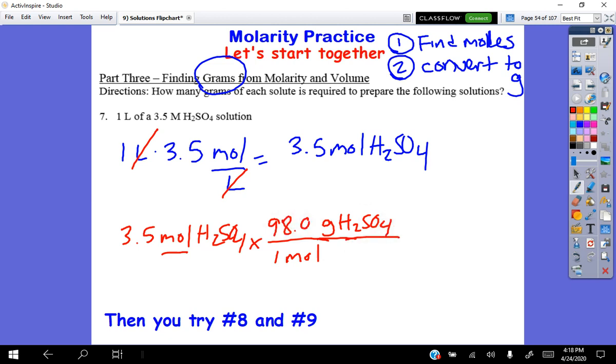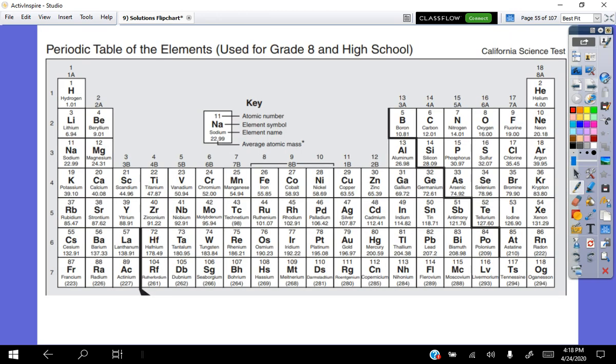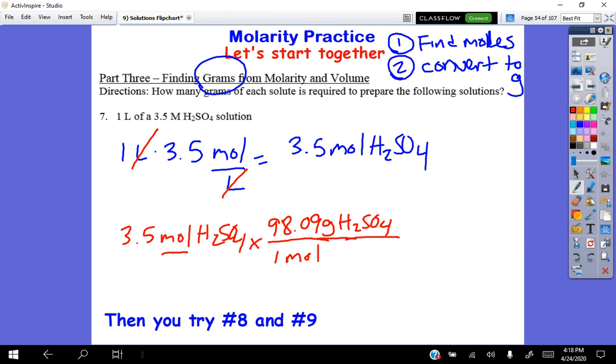I already calculated this, and I got a molar mass of 98.09. But if you need the periodic table, you can confirm for yourself. You should have multiplied 1.01 times 2, added that to 1 sulfur, which is 32.07, and you should also have had 16 times 4 and added that to the other 2 for a total of 98.09.